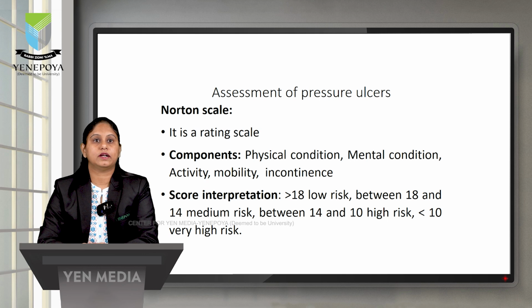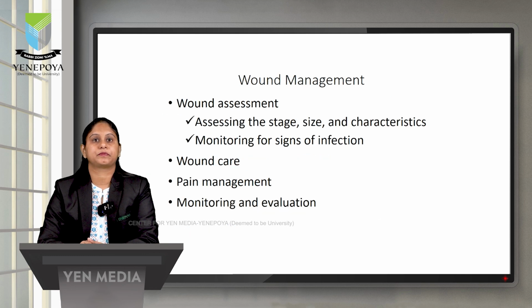Another tool is called the Norton scale, which is a rating scale also used in the assessment of pressure ulcers. It has several components, which include physical condition, mental condition, activity, mobility, and incontinence. The scores are interpreted as: less than 18 is low risk, between 18 and 14 medium risk, between 14 and 10 high risk, and less than 10 is very high risk for the development of pressure ulcers.